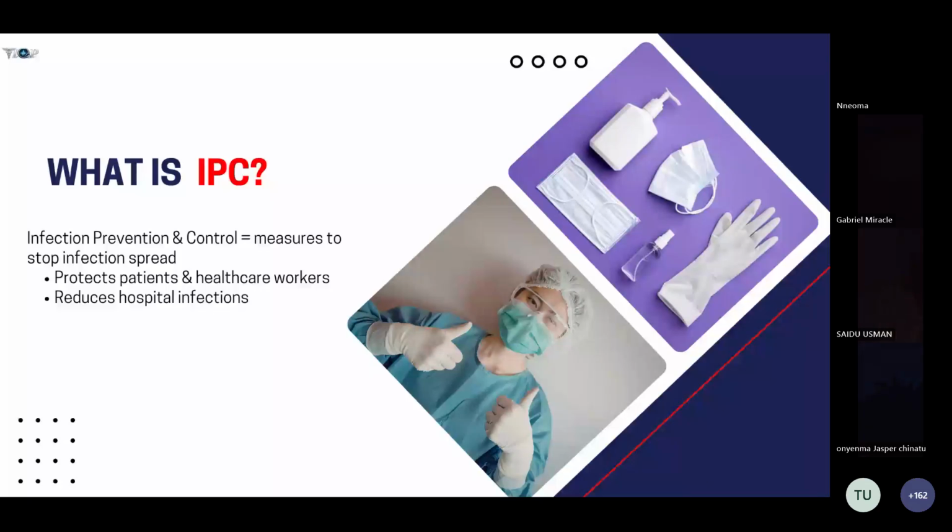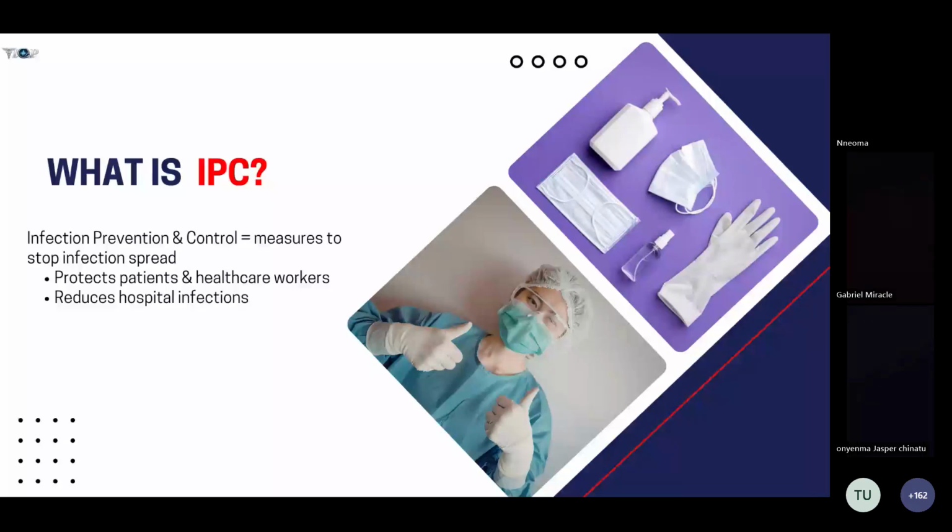Let's say you are encountering a person who is having serious bleeding, and you are carrying a dirty cloth to apply pressure. You are introducing infection into that wound. So infection prevention and control is very, very important in administering first aid because it protects you, it protects the patient, and it protects every single person around you.